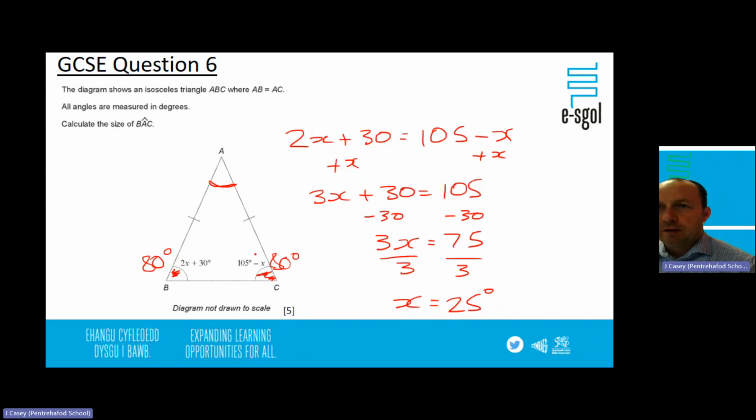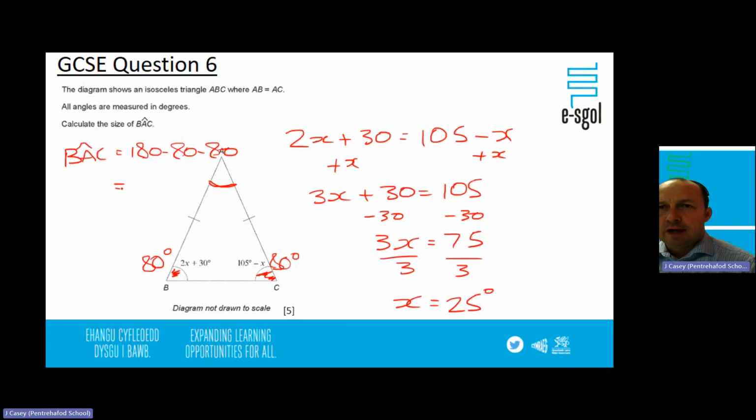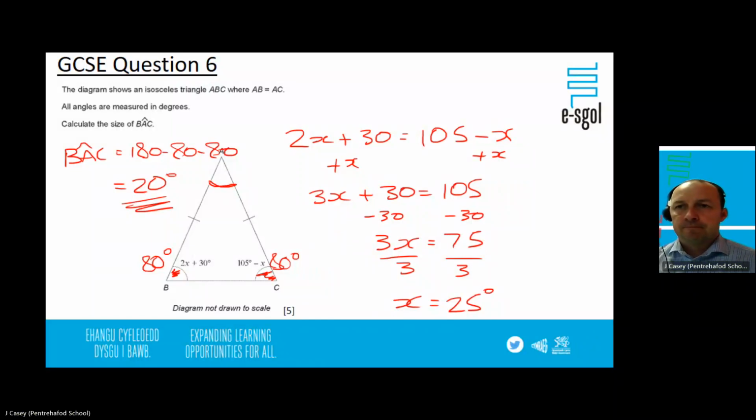Now, because this is a triangle, interior angles of a triangle add to 180. So if I'm finding angle BAC, I'm going to do 180, take away 80, take away 80, and the angle that I'm looking for is 20 degrees. So like I mentioned at the start, when we do solving equations, they do come up in quite a few different topics, whether it's angle related, area related, or quite a few others.